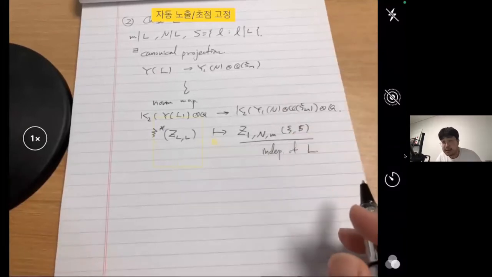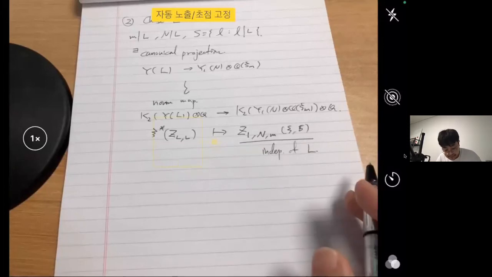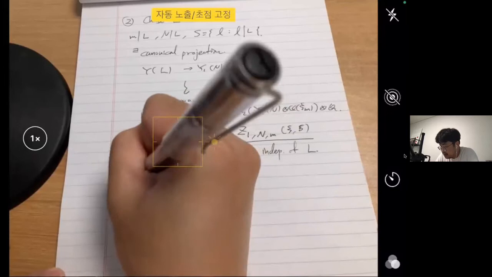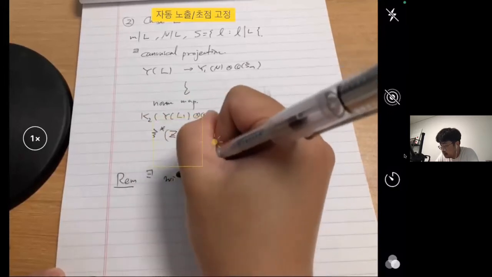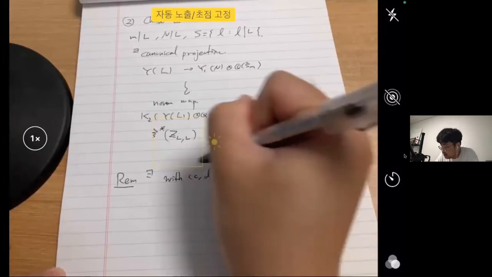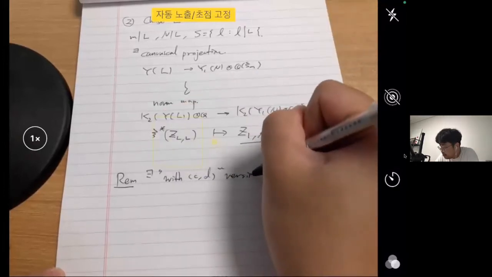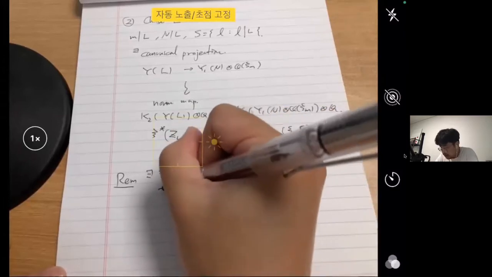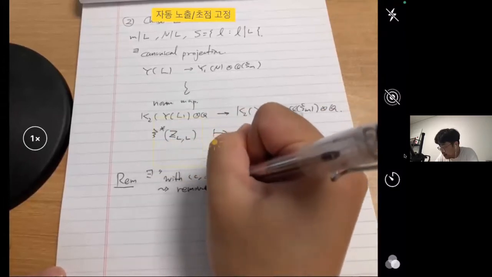And there is, of course, the version with c and d, and then we can remove all the tensor by Q. So we get integral elements.